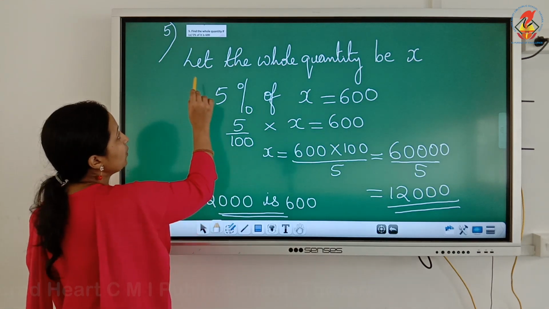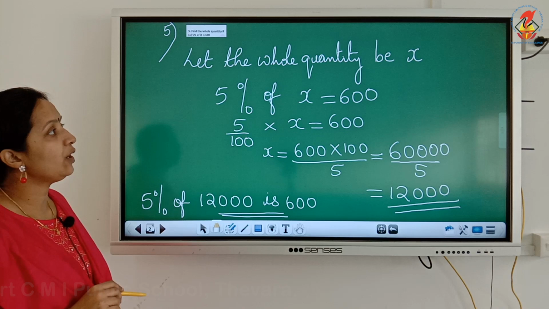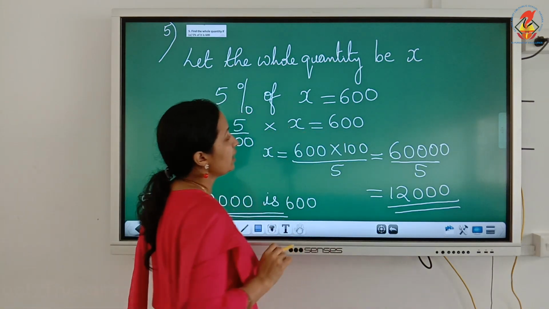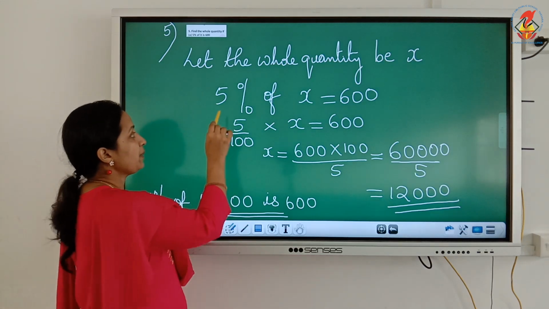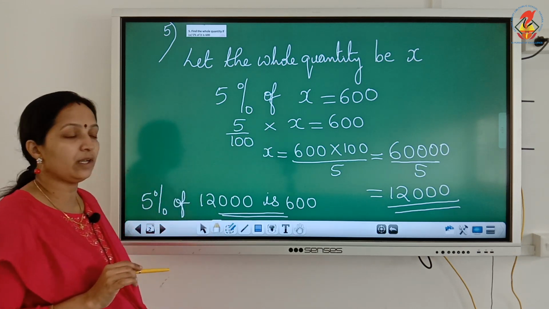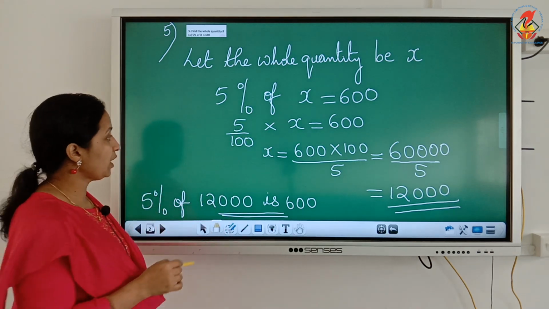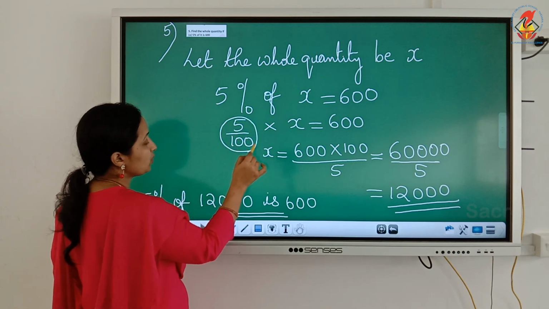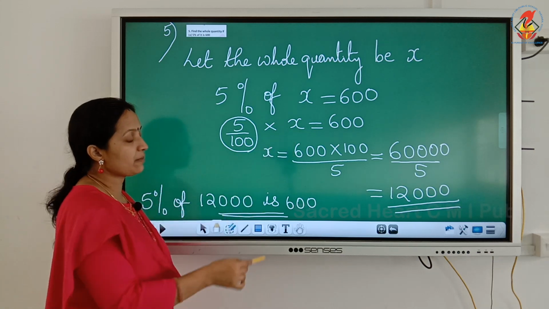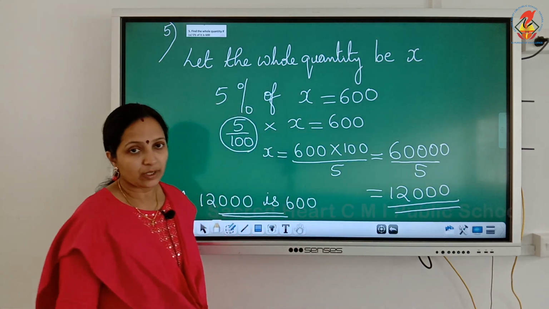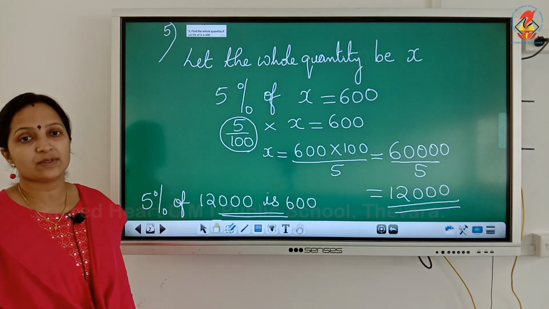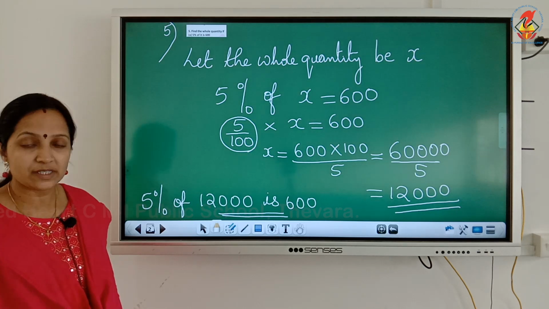So we don't know what the whole quantity is, so we took the whole quantity as x. So 5% of x is equal to what? 600. And we know that 5% means 5 by 100. Of means multiplied by x equal to 600. Either you can find the lowest term of this fraction and do the transposing method, that is also okay. Otherwise just take the transposing method and find out the answer directly. Okay. So what is the meaning of this question? 5% of 12,000 is rupees 600. I hope this answer is clear.